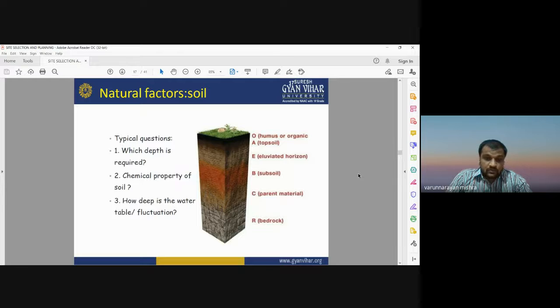Okay, so we need to check the depth of the soil, and we need to study which depth is required for any kind of construction, because the soil has different layers, and each and every layer has different properties and different characteristics. So we should study or analyze the soil depth, and on that basis, we can go for the construction of some building or any kind of infrastructure development.